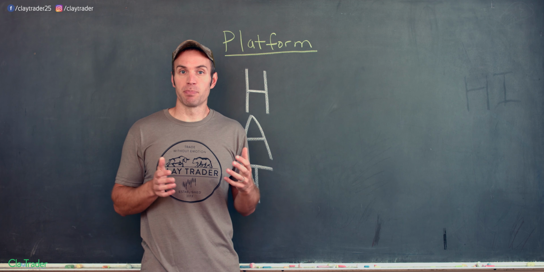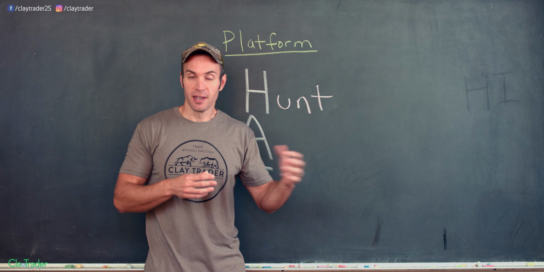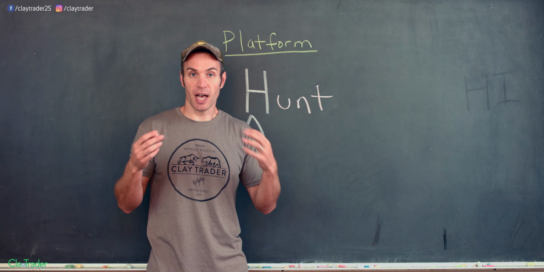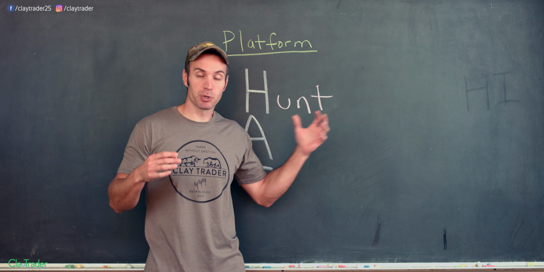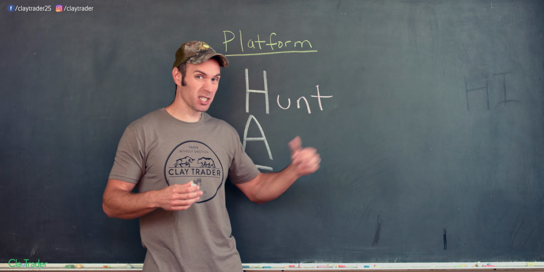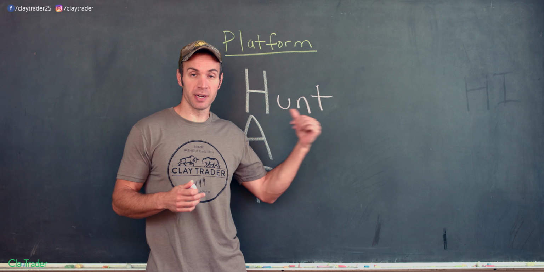So let's go through the first part of the HAT, and that is this: you need to be able to hunt. You need to be able to actually find stocks. It's hard to trade, swing trade, day trade, or invest if you don't know how to hunt out stocks that are worthwhile, or options that are worthwhile. So the first part is a platform's got to allow you to hunt. It's got to give you the ability to perform this very necessary step.